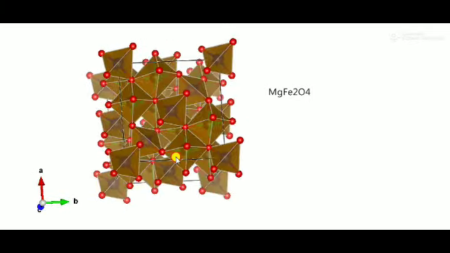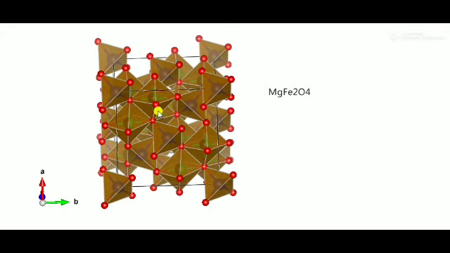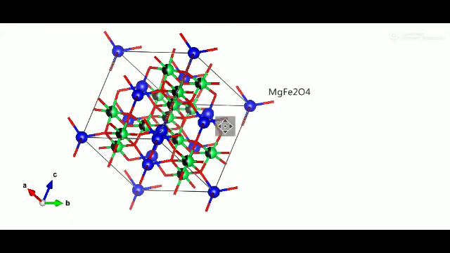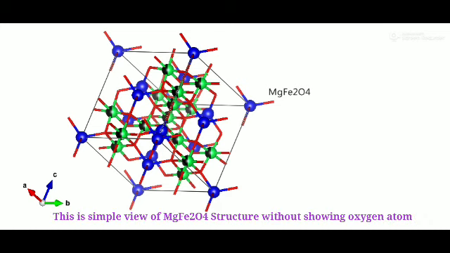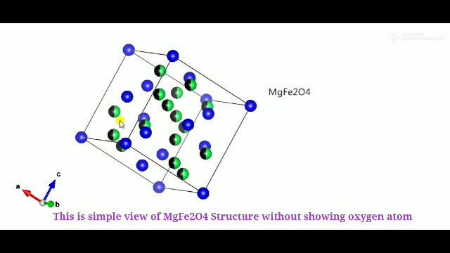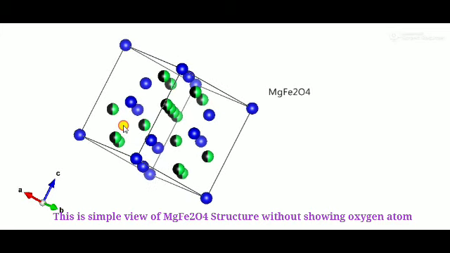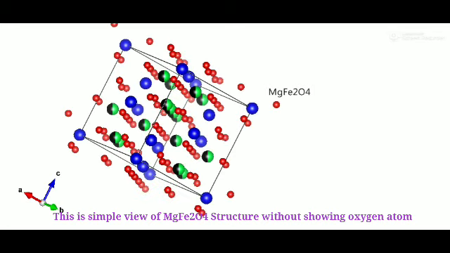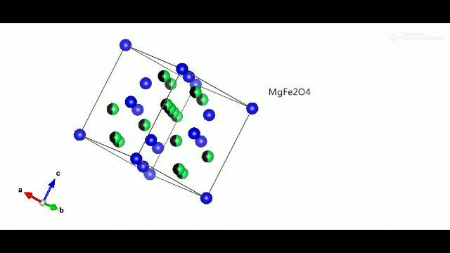So let me simplify the structure in a different manner. Let me remove the bonds and also the octahedral atoms, or octahedral sites, from this structure. I will remove them one by one.